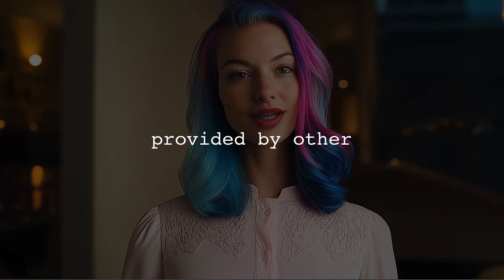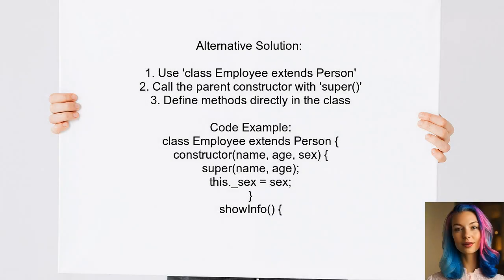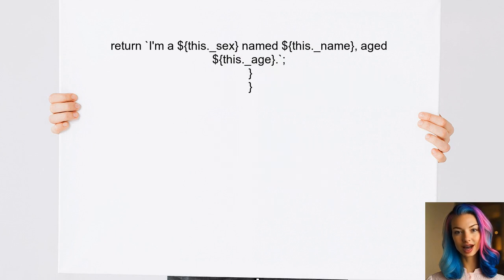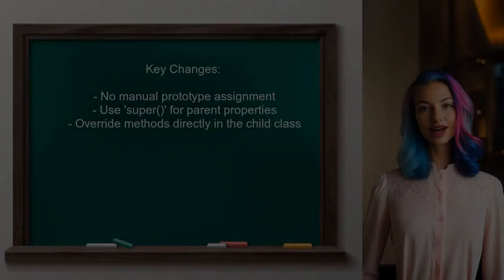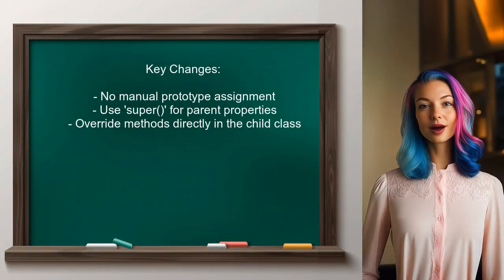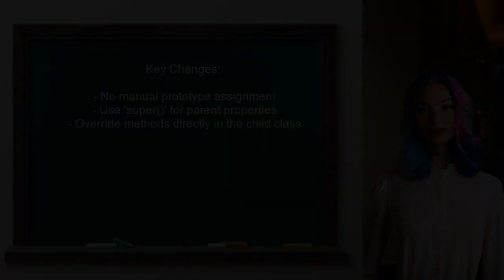Now let's look at the answers provided by other users. This user points out that the original code mixes ES5 and ES6 concepts. They clarify that the employee class does not truly inherit from the person class. Instead, they suggest using the extends keyword to create a proper inheritance structure. They emphasize that there's no need to manually set the prototype, as extending the class handles that automatically. This approach simplifies the code and ensures proper polymorphism.